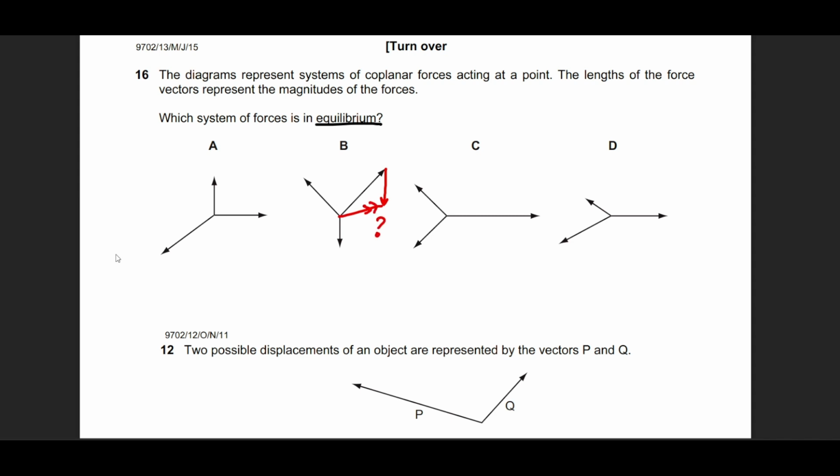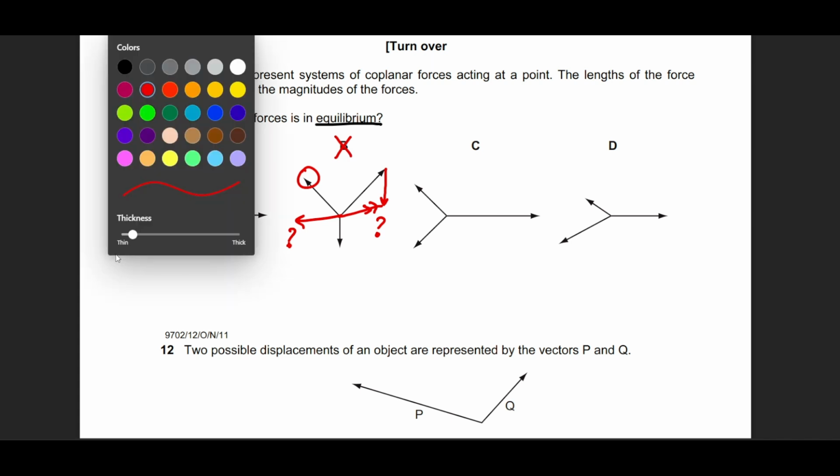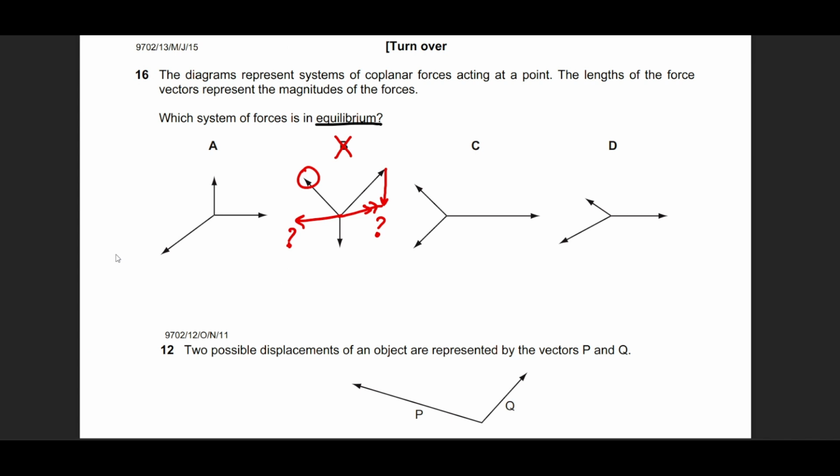Is this exactly being balanced by another vector in the other direction? No, it's not. We have another vector that is going somewhere else. So the system is not in equilibrium. You can check this with any method that you like, right? Okay, so I'm going to explore this option C as well.